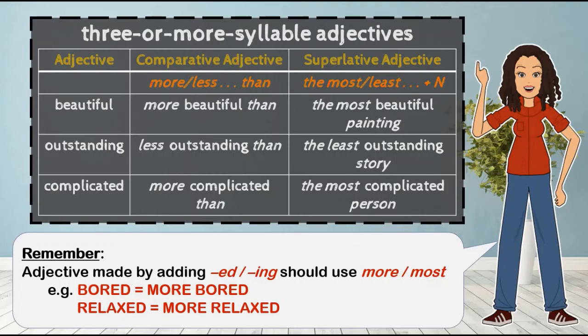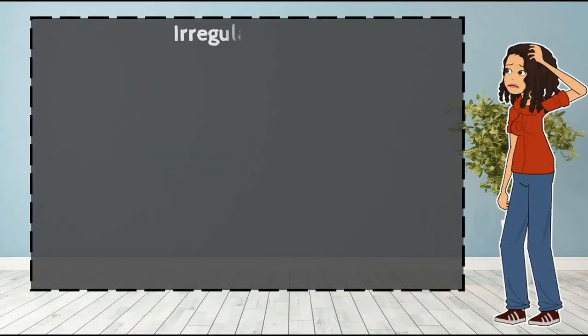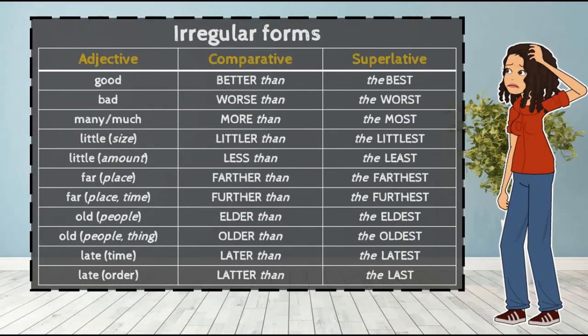Now we move on to the very last forms, which is the irregular forms. This is the ultimate form of certain adjectives. Yeah, so just don't add er or est, but you have to change the forms of the adjective. That's why it's called irregular. For example, good, it will be better and the best. Bad, it will be worse and worst. Many or much, it will be more or most.